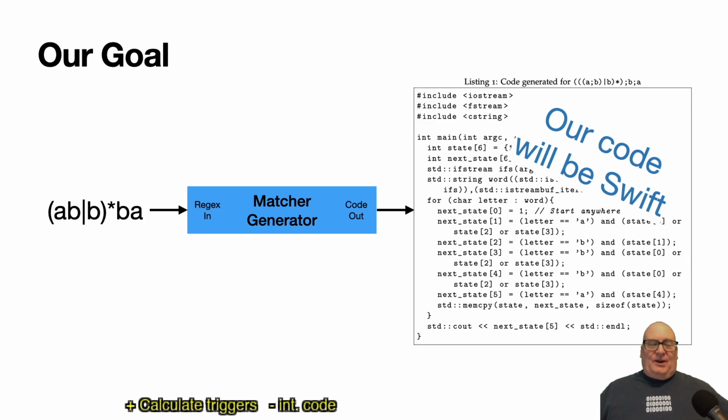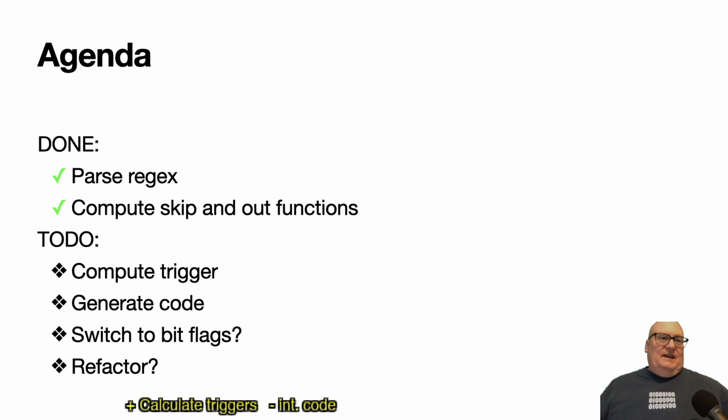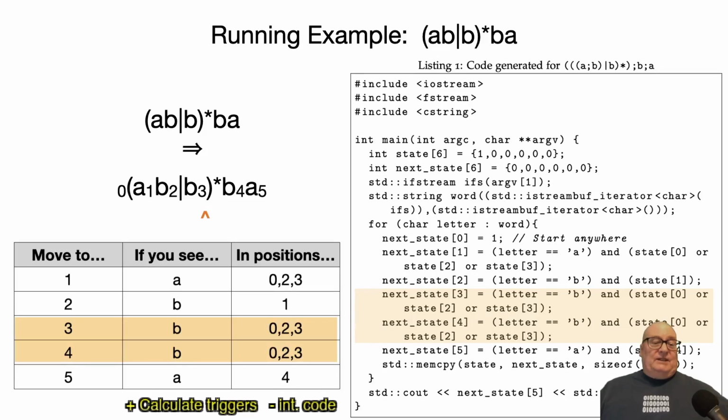All right, our goal is we're writing something that takes a matcher generator. It takes in regular expressions and it outputs code. Our code will be Swift code. He generated C++, but we'll keep working on Swift today. So far we've basically parsed the regular expressions. We've computed skip functions and out functions, and we're working on the trigger, the code generation, and the bit. I have an idea of maybe generating bit flags instead, and refactoring. Like I said, the latter two will probably be in an extra session tomorrow.